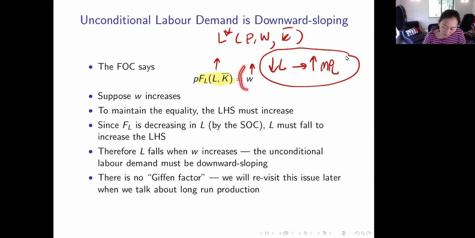So you can see that there is a downward sloping, or inverse, relationship between the wage and the labor demand. When the wage increases, we see that the labor demand will fall. And this is the explanation. Therefore, L falls when W increases, so the unconditional labor demand must be downward sloping. Inverse relationship between the wage, or the price of labor, and the labor demand. There is no given factor. We will revisit this issue later when we talk about the long run production.